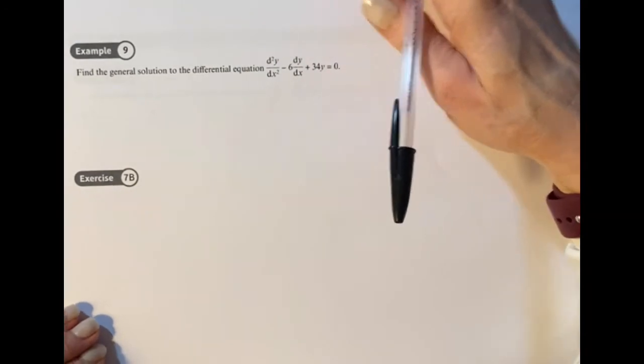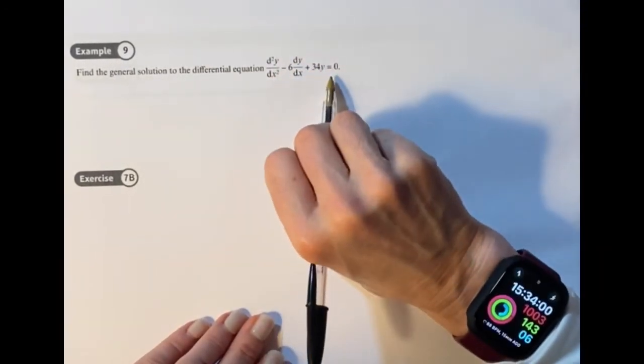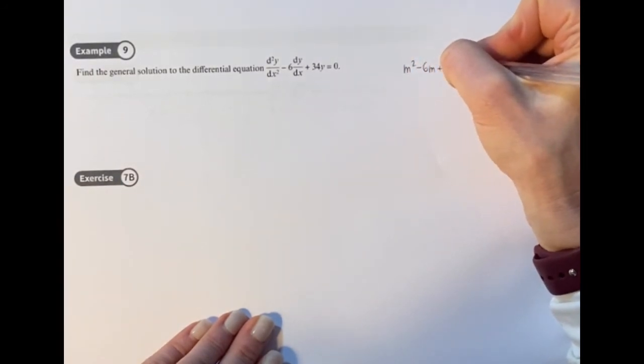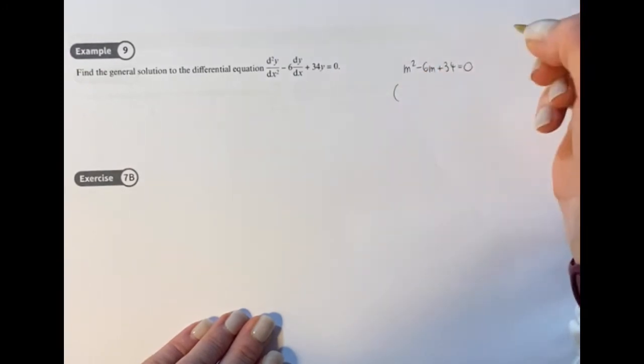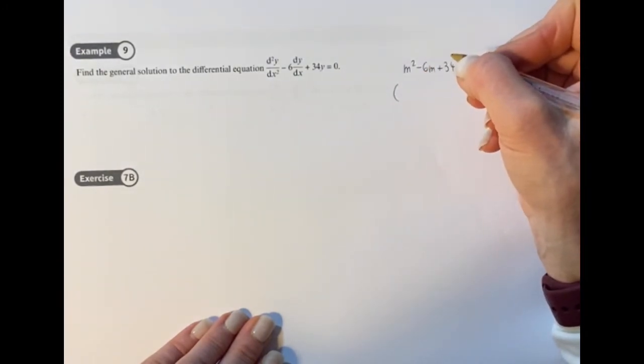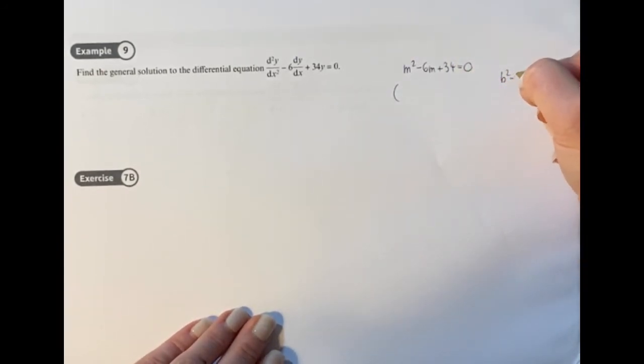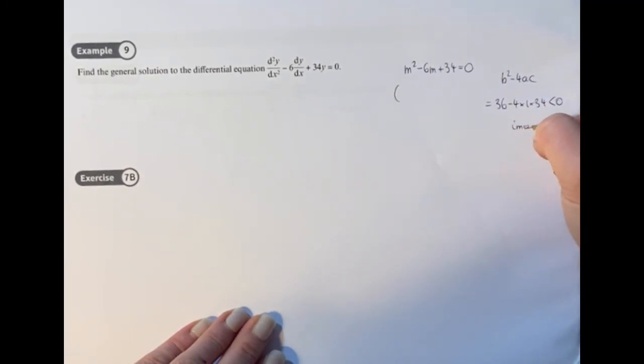Let's have a look at example 9. Here again we've got a second order differential equation. m squared minus 6m plus 34 is the auxiliary equation. Try to factorize it. Can't factorize it. Let's just test the discriminant. It's 36 minus 4 times 1 times 34. That's going to be less than 0, so complex roots. So let's find those roots.